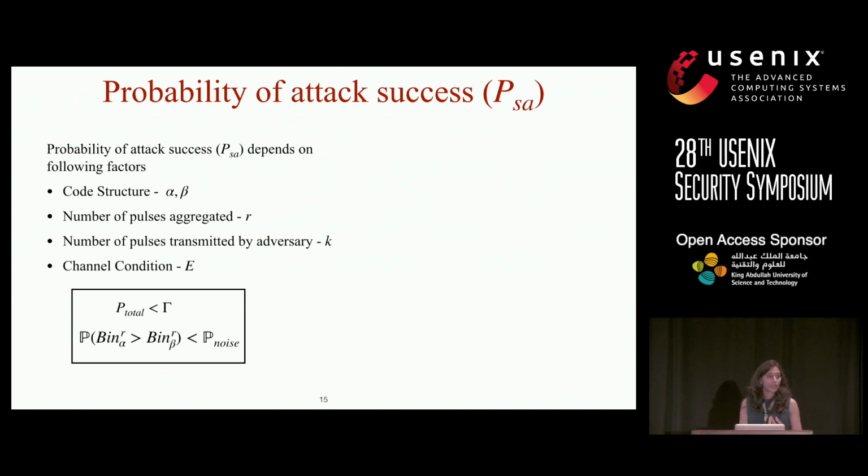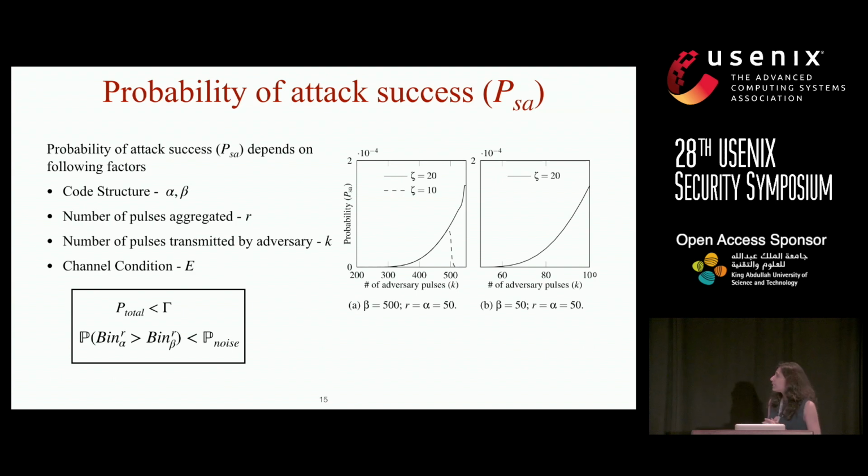So what is the formation of alpha and beta? Then there is an aggregation function which decides how many pulses of each bin, beta and alpha, are taken to compare the signal. Basically this is used to detect the similarity between these two codes, the received one and the expected one, and the number of pulses transmitted by the attacker and the channel condition.